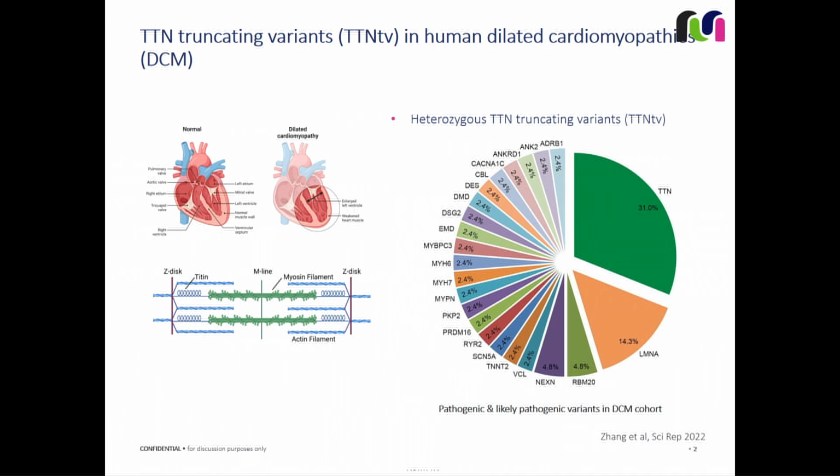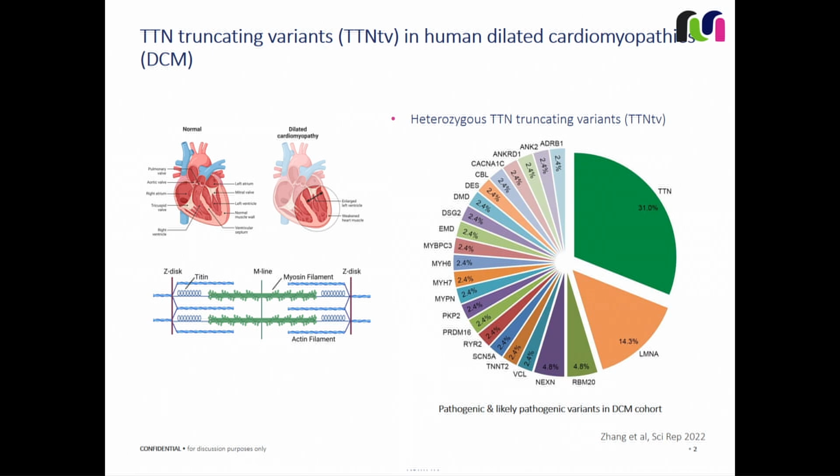And of course, we have here other key players that link to DCM. But the TTNtv variants are heterozygous. So you have one allele that is working in a way okay. Now there are also theories that the healthy allele also becomes reduced, but you also have the other allele which is basically truncated.